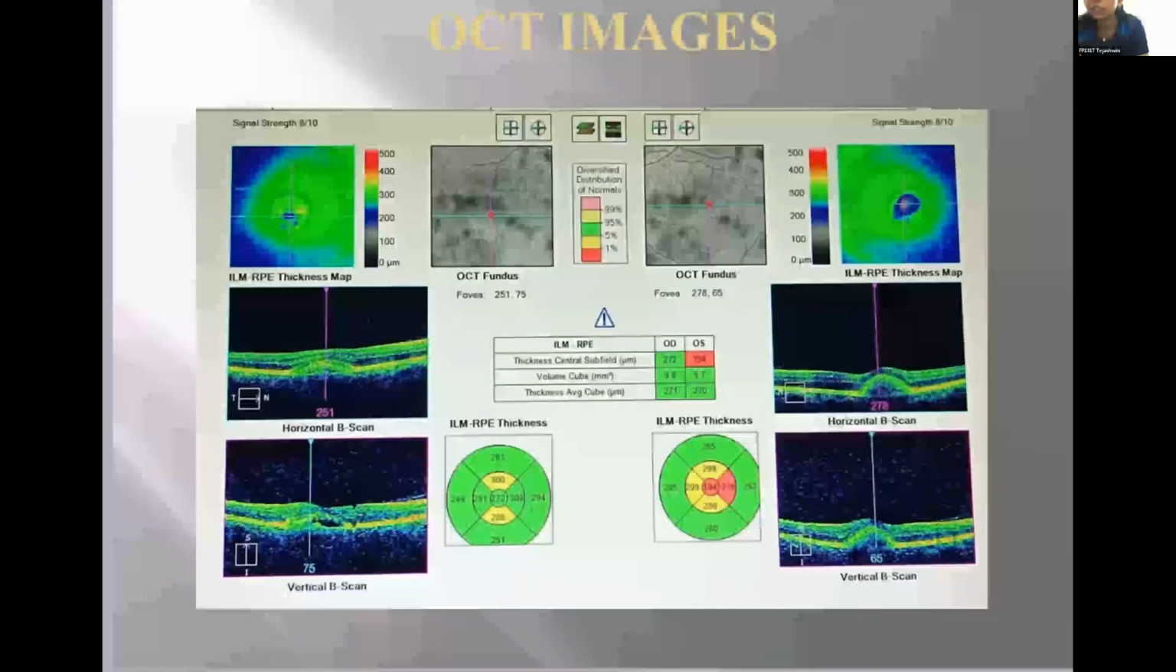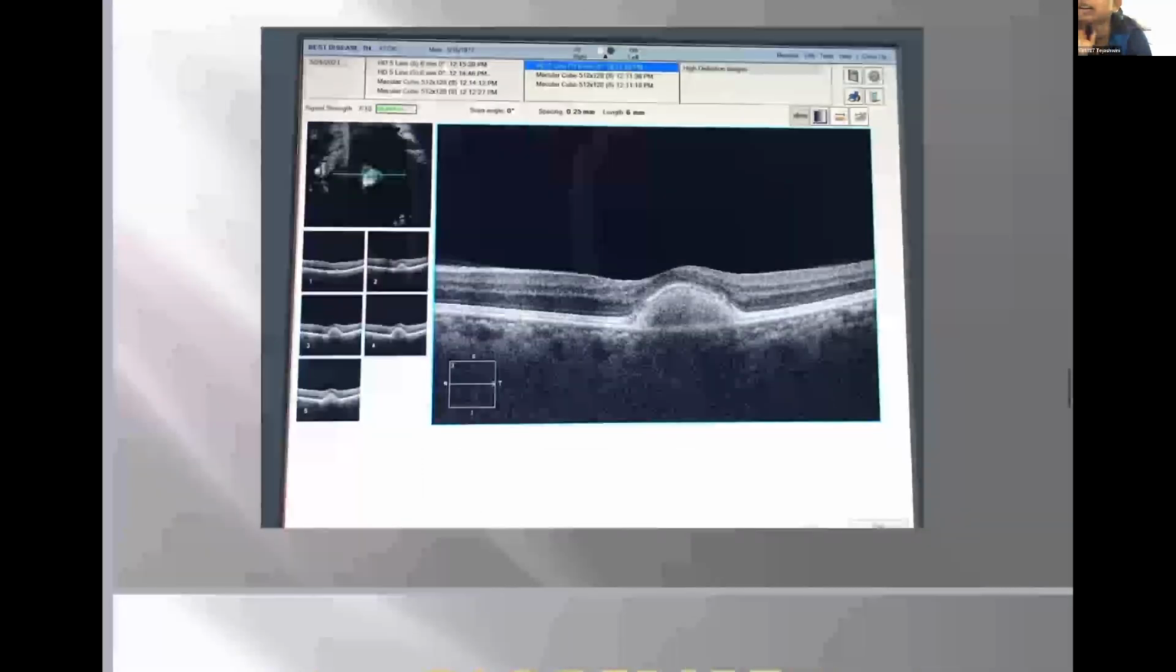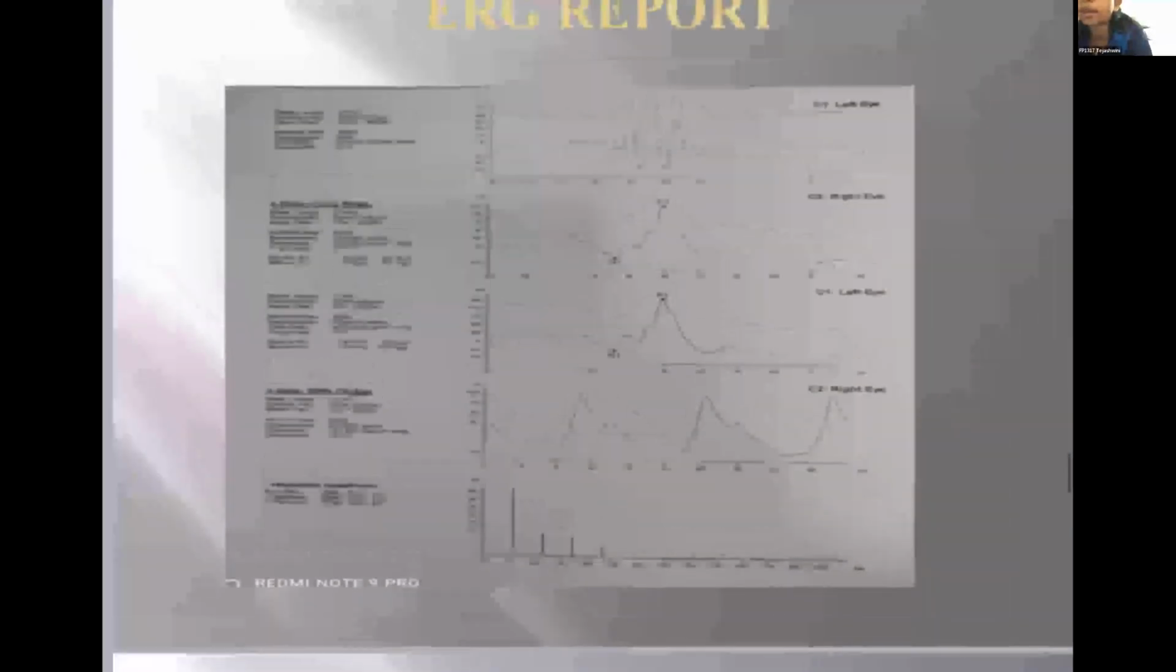Coming to the OCT images, there was accumulation of material anterior to the RPE in the right eye, and the OCT image of the left eye was this. Coming to the EOG report, there was a low Arden ratio in both right and left eye, which was 1.36 in the right eye and 1.74 in the left eye. And the ERG report was normal.